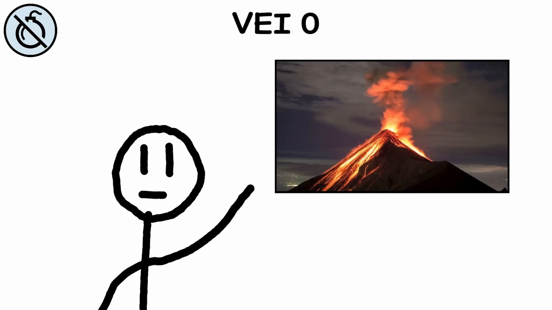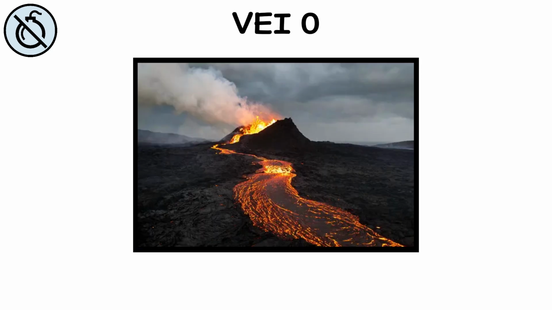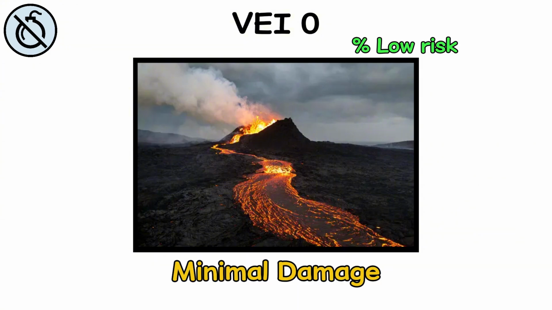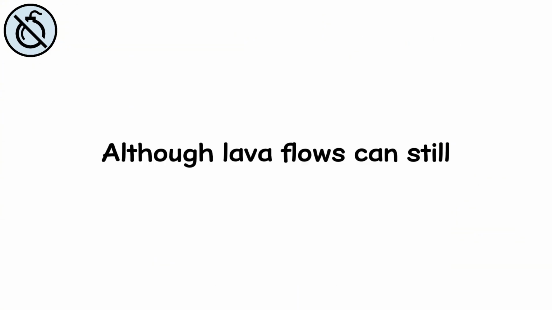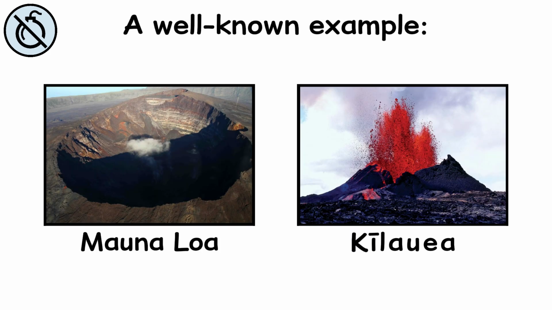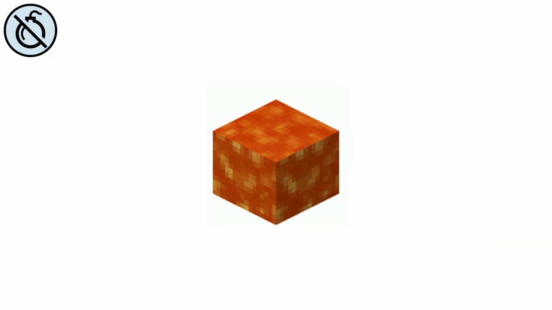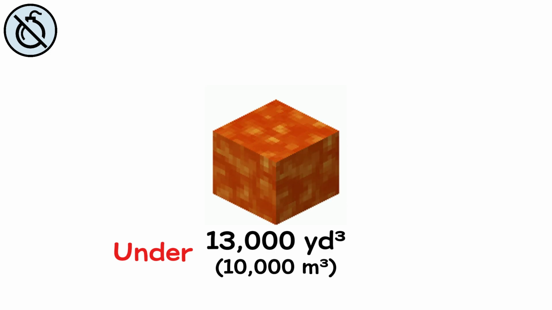Level 0. At level 0, volcanic eruptions are not explosive. Instead of violent blasts, the volcano produces steady flows of lava. These eruptions typically cause minimal damage and pose low risk to life, although lava flows can still destroy property. A well-known example is the frequent eruptions of Mauna Loa and Kilauea in Hawaii. The eruption column is less than 330 feet high, and the volume of material ejected is under 13,000 cubic yards.